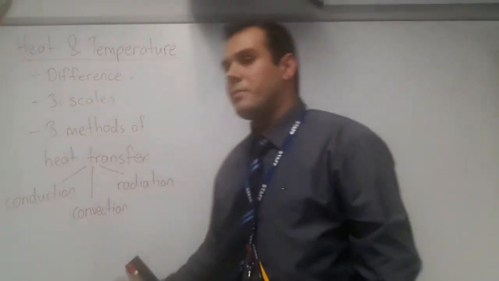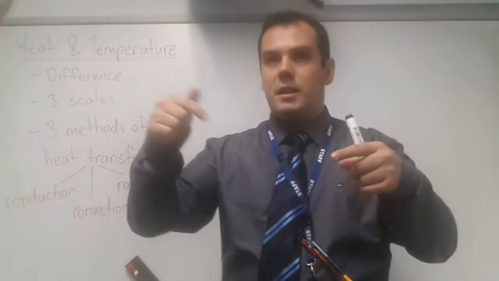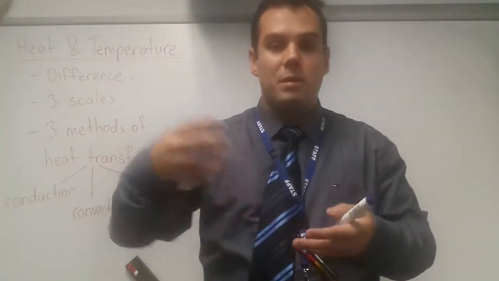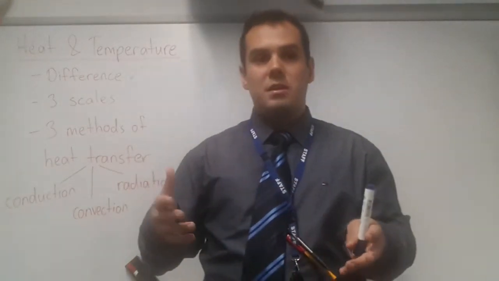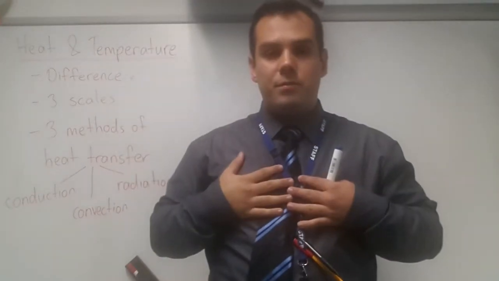There was a guy with the surname of Fahrenheit, and he said, I'm going to make 0 degrees the coldest temperature that I can make by mixing ice and salts. That is my 0 degrees. And I'm going to make my X degree human body.